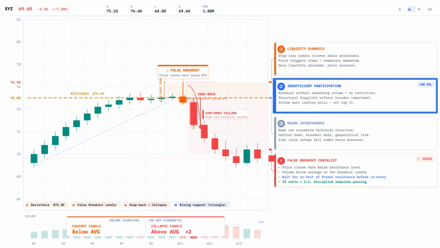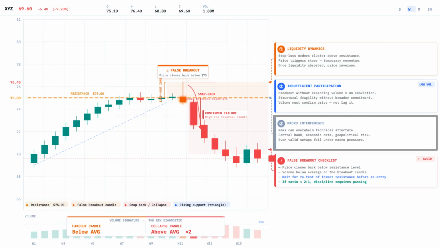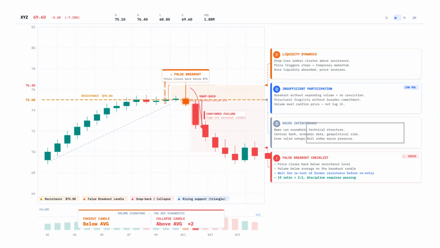Second, insufficient participation. A breakout without expanding volume lacks conviction. Without broader market commitment, the move is structurally fragile. Third, macro interference. Even technically sound setups can fail when unexpected news shifts risk sentiment. Central bank decisions, economic data, or geopolitical developments can overwhelm chart structure.